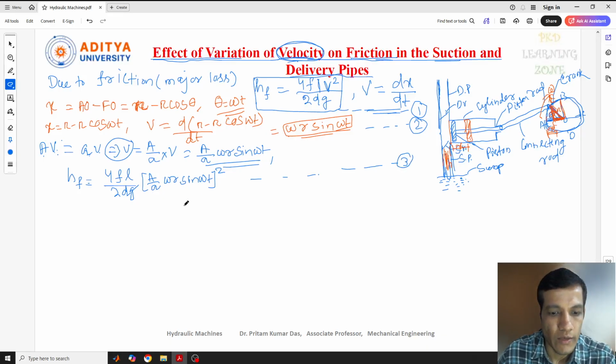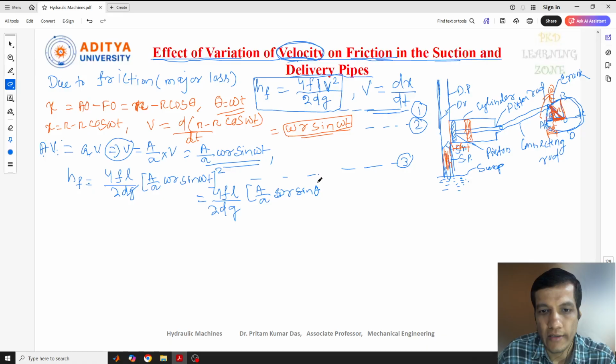Okay, now let's make it in terms of theta. If I write in terms of theta, then I can write 4FL by 2dg, and this one also you can write capital A by small a, omega R, sine theta, this bracket square. Now if you see, the head loss with respect to theta, this is the crank angle. So how much movement will be there? Based on that, the crank will be rotated. So the variation of this head loss with respect to theta will be parabolic.